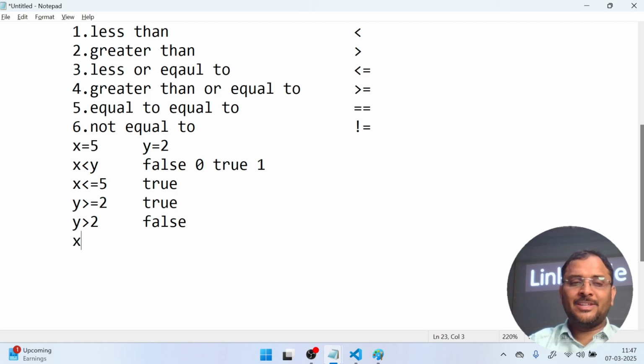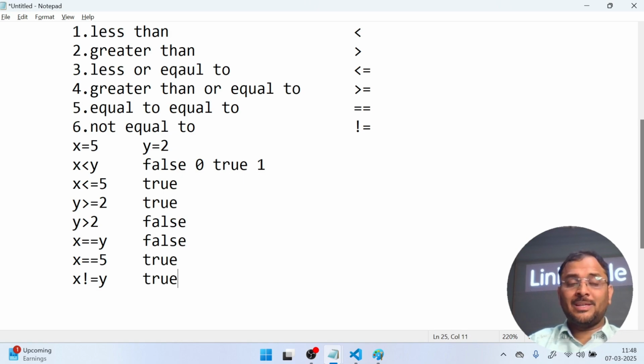Apart from this, x is equal to y means checking whether x and y are both equal or not. Right now x value is 5, y value is 2, both are not equal. Therefore this is false. Remember this: if I check x is equal to 5, it means x and y are both the same, so you can consider it true. Then next is x is not equal to y. It means 5 and 2 are not equal. Yes, then you will get true.